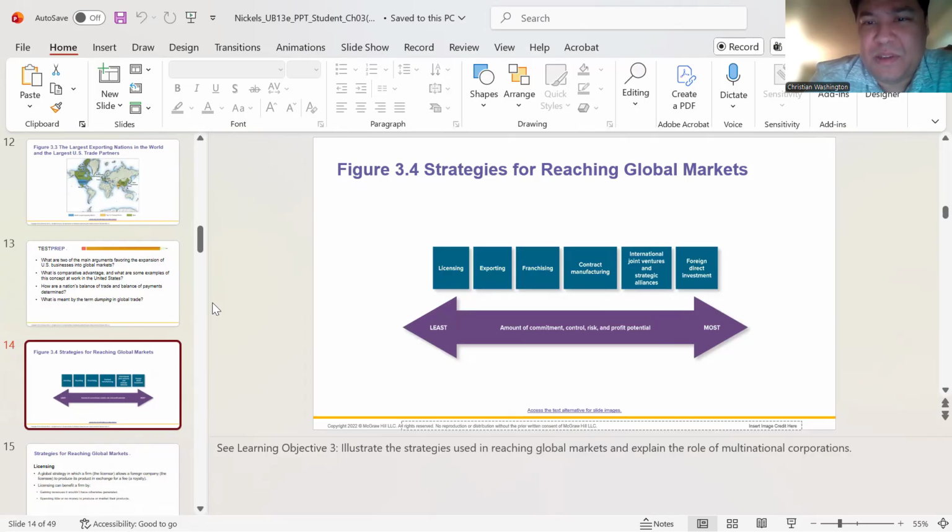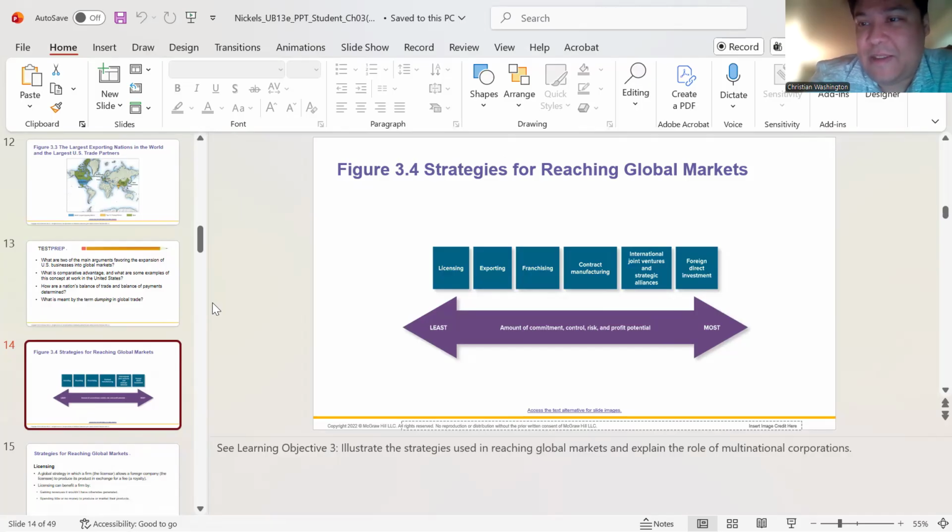What are the methods? This is just sort of giving you this little chart, which is nice. From the left is the least, to the right the most. Most what? It's an amount of commitment, control, risk, and profit potential. So do you want to take more commitment and more risk? Then you go more right. And if you want less commitment, less risk, less profit potential, you go left, right? So licensing is to the leftmost, and foreign direct investment is to the rightmost.